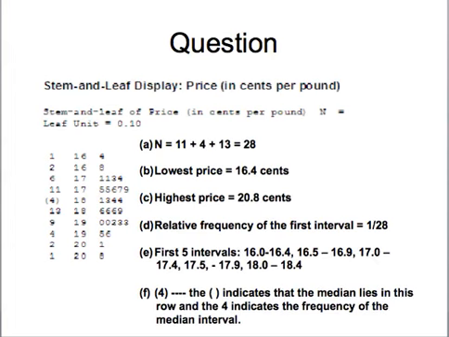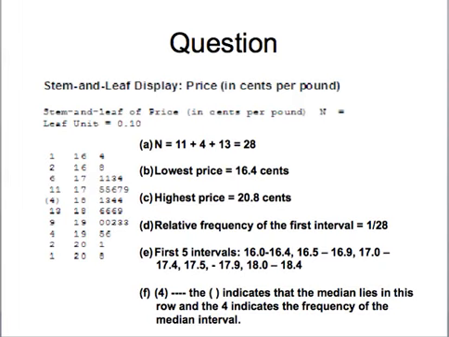The answers: n is equal to 28, which you obtain by 11 plus 4 plus 13 to give you 28. The lowest value is 16.4. Highest is 20.8. The relative frequency of the first interval is 1 over 28. The frequency of the first interval is 1. And the total frequency of this data set is 28.